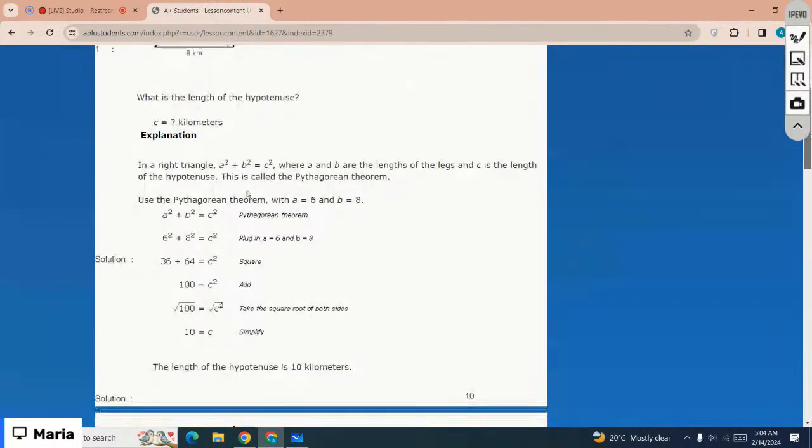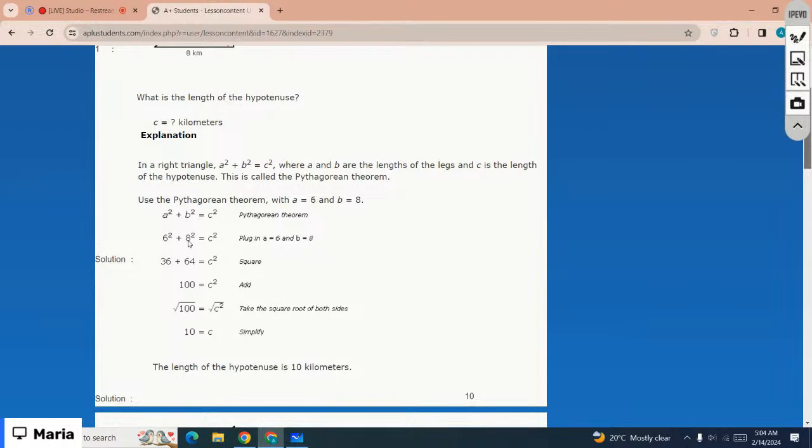You are given a is 6, that is 6 square. B is 8, that is 8 square. 6 square is 36, 8 square is 64. So 36 plus 64 is 100. You have to calculate the value of c only, so square root both sides and c equals 10. Got it?